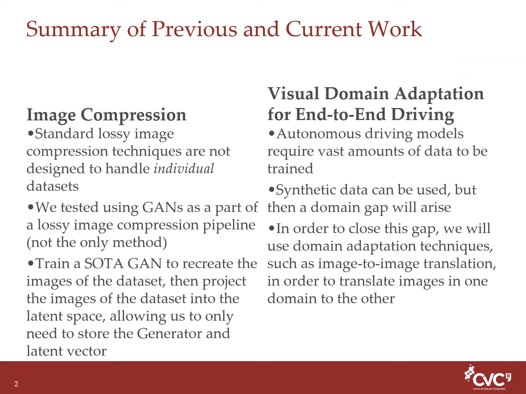So first, as an overview of my previous and current work, I worked in image compression, where we basically saw how to use a GAN as a part of a pipeline for lossy image compression. And we are currently working on visual domain adaptation for end-to-end driving, which is using synthetic data to train an end-to-end model. But of course, this comes at a cost since there's a domain gap between these two.